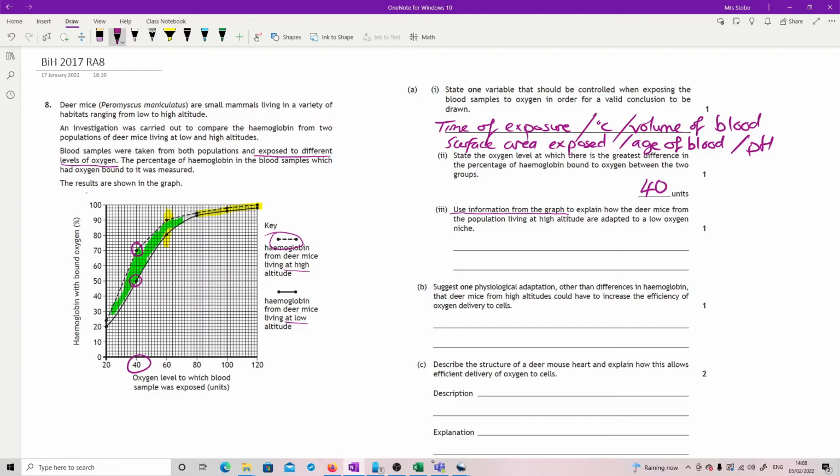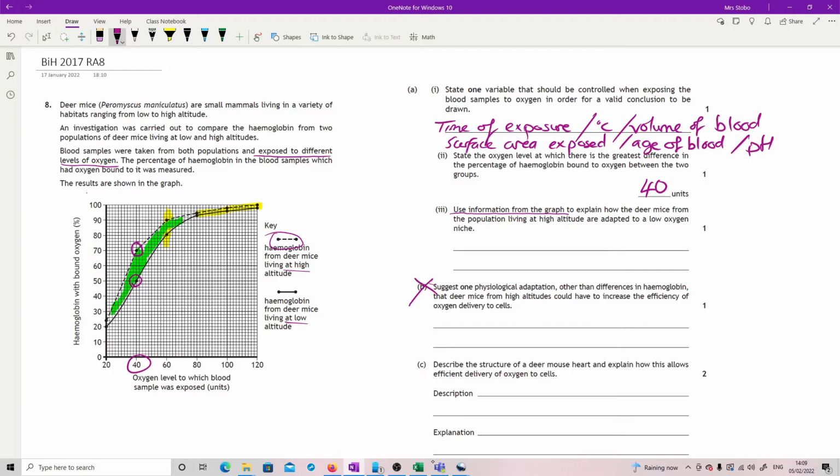Okay, suggest one, in fact you don't need to know this. It says one physiological adaptation other than differences in haemoglobin that they would have to increase the efficiency of oxygen delivery to cells. No longer part of the course content, don't worry about it at all. There are some obvious things you might think of, like they've got more red blood cells, or they may have better ways to get the oxygen in, so that would be increased oxygenation in the lungs, so bigger lungs basically. But don't worry about it, no longer part of the course.